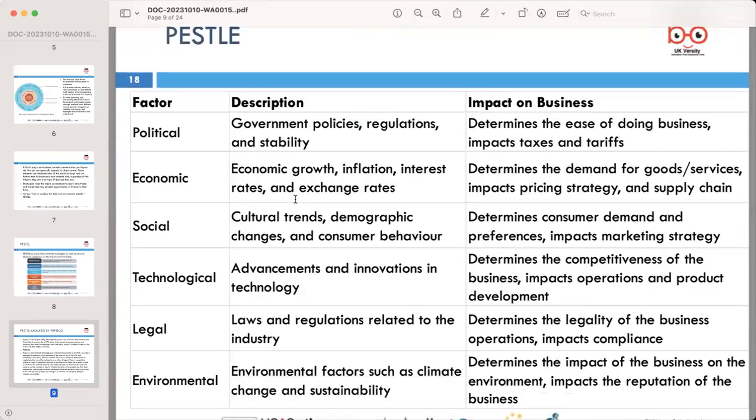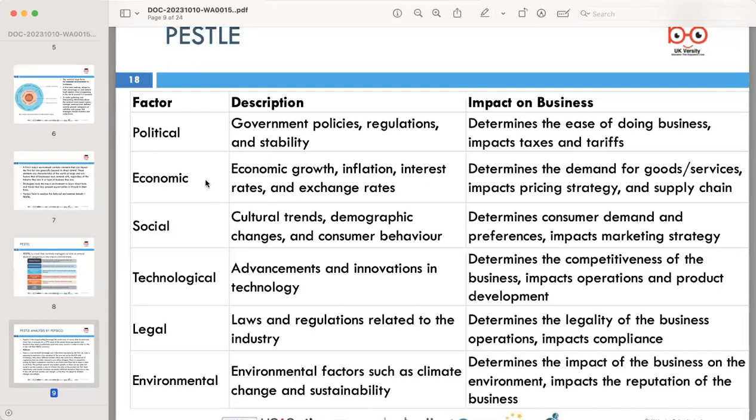Okay, so PESTEL analysis factors. The factor political: government policies, regulations, and stability impact on business. So this factor encompasses government policies, regulations, and stability. It determines the ease of doing business and impacts taxes and tariffs.